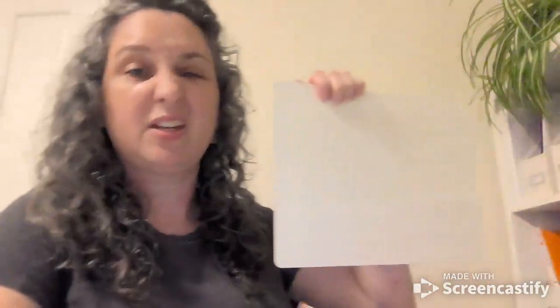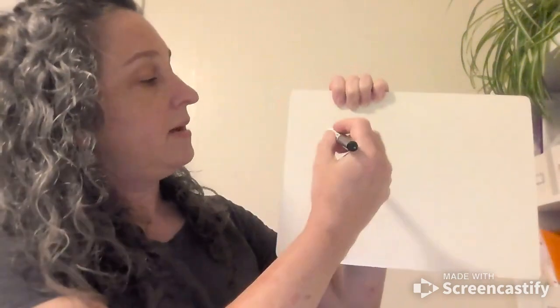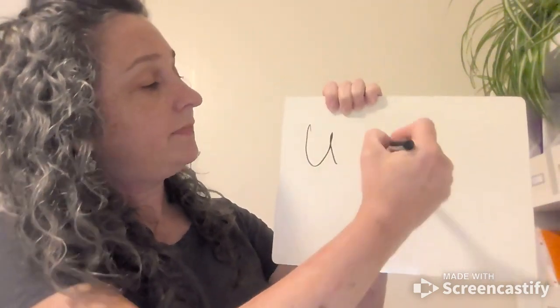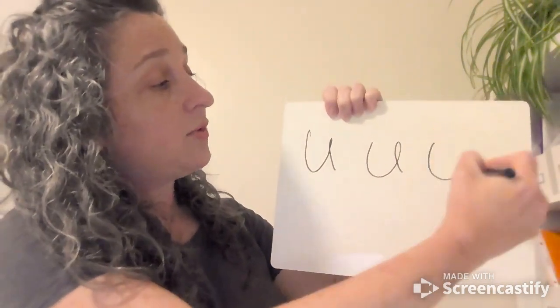However, you don't want this to be a 5-minute process. This needs to be quick. You're giving them 2 seconds. If they really cannot get that within a couple seconds, then you're just giving them explicit instruction. So you would just say, U says u, and then they're going to practice it. I'm just going to use the dry erase board because it's easier for me to do. They would say, u, up, u, up, u, up.